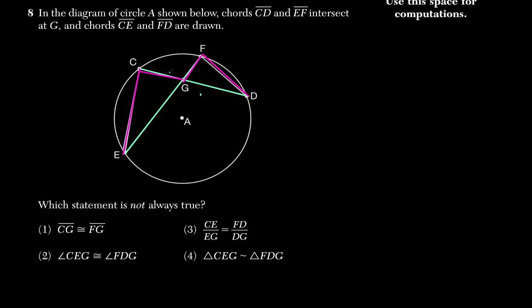Well, that's not always the case. It's not necessarily always going to be the case where CG is going to equal FG. So for now, this is the only one that is not always true. Let's look at the other choices.